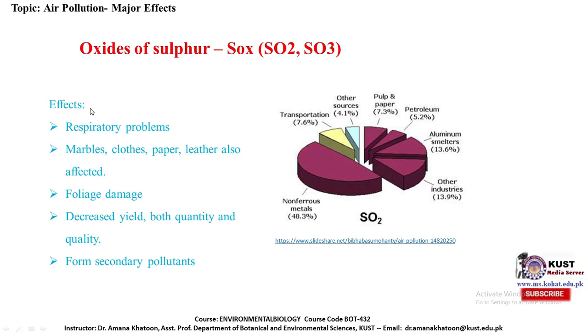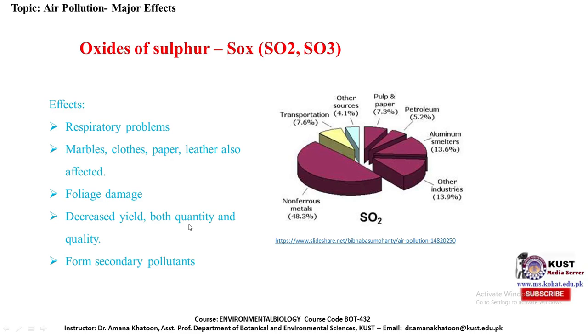Now, effects of sulfur oxides on the human health. First of all, again, the respiratory problem is the main problem which is caused by all air pollutants. Then they cause damage to the marbles, clothes, paper, leather. They cause damage to all these materials. And as far as the plants are concerned, they cause damage to the leaves, that is the foliage damage. They cause leaf damage to the plants. And when leaves are damaged, definitely they will result in decreased yield, both quantity and quality.